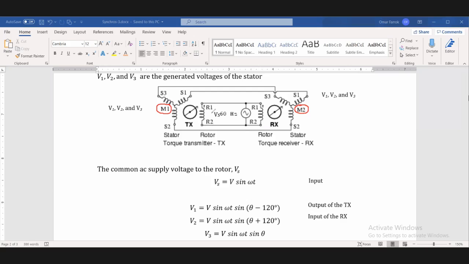And what have we applied here? VS. The VS is the common voltage we have applied to this terminal. This is common for the RX and TX rotor. So this is the source actually. This is actually the source voltage. This is AC voltage, and this is connected to both the transmitter and receiver. So this is the applied voltage, and that is why I have written that input. This VS is the input voltage for both the transmitter and the receiver.